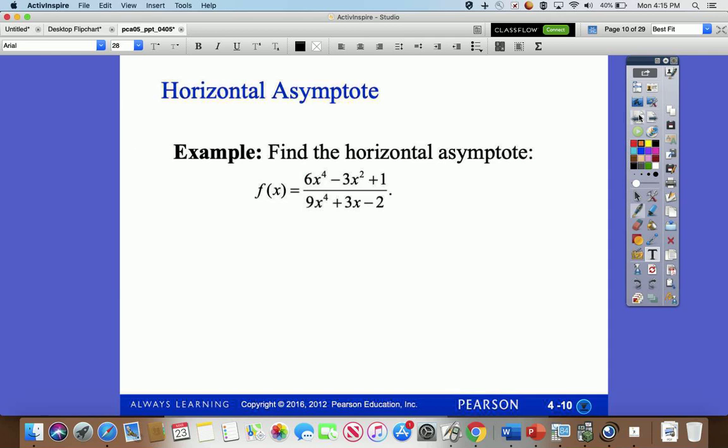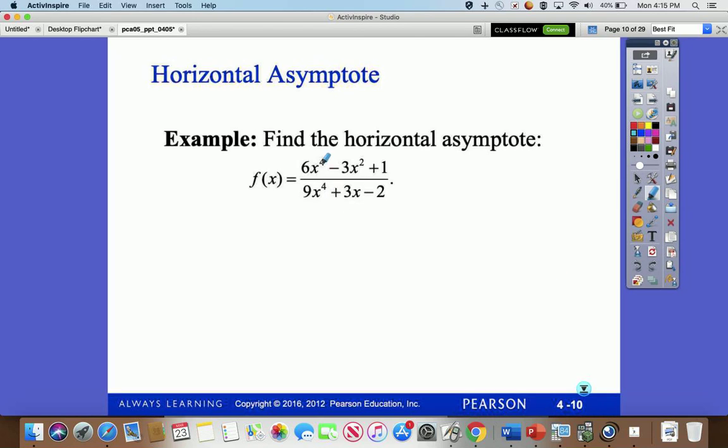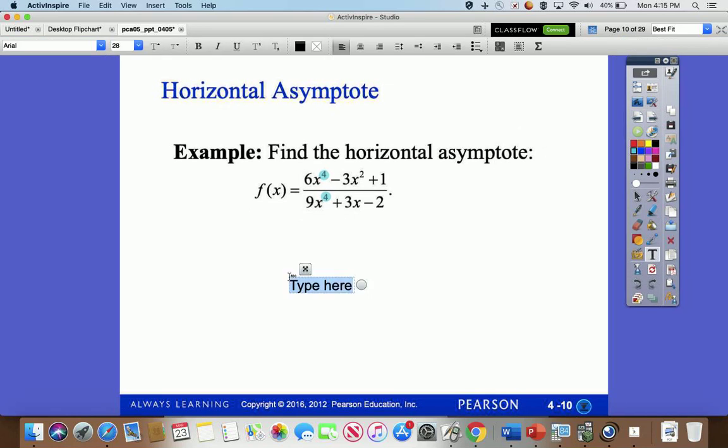So let's go back to our example. We look at this one, and all we're interested in for horizontal asymptotes is the degree. The degree is the same. What did our rules say about when the degree is the same? Our rule says if the degree is the same, then our horizontal asymptote is y equals, and you divide the numerator by the denominator. So that would be 6/9. Or when we reduce that, y equals 2/3 is the horizontal asymptote. Simple as that.